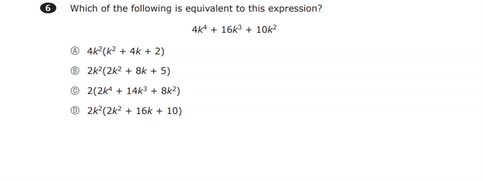All right, so in this video we're going to be looking at number 6 of the 2019 Next Gen MCAS test. They're asking which of the following is equivalent to the expression 4k to the 4th power plus 16k cubed plus 10k squared. Looking at our answer choices, this is telling us that we're going to be doing some factoring.